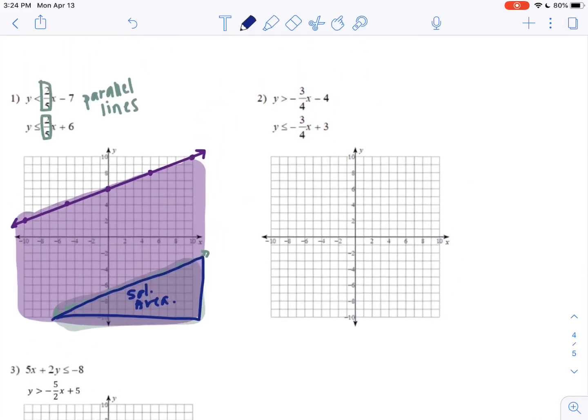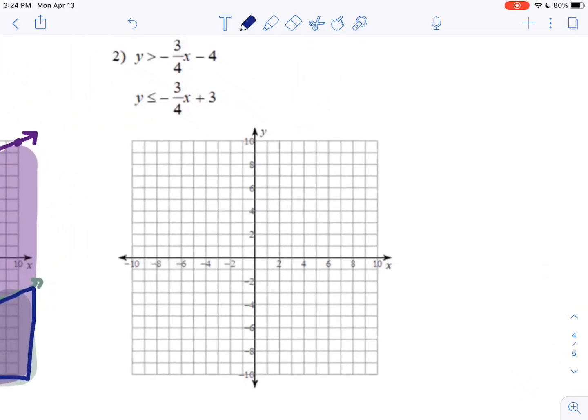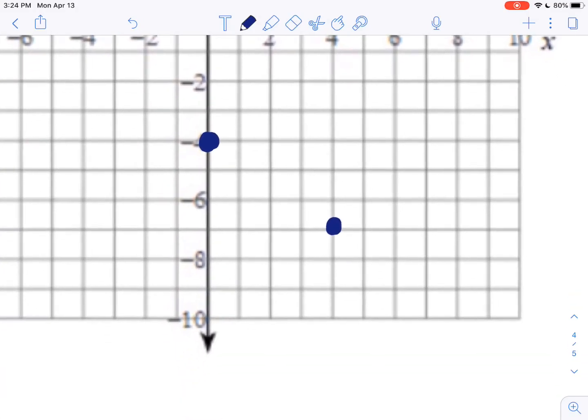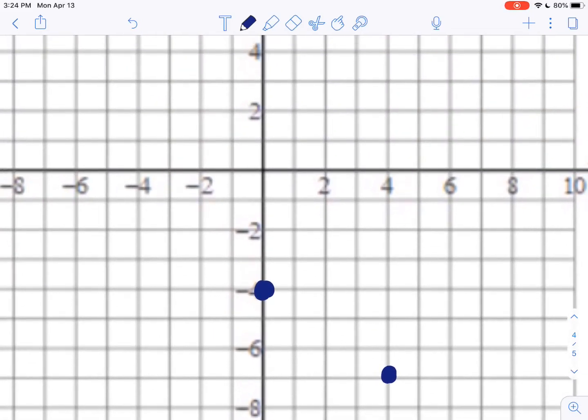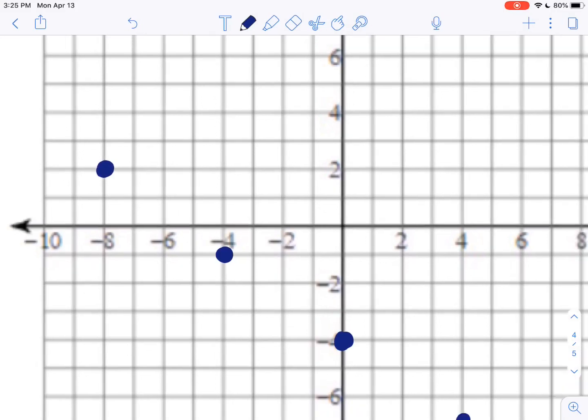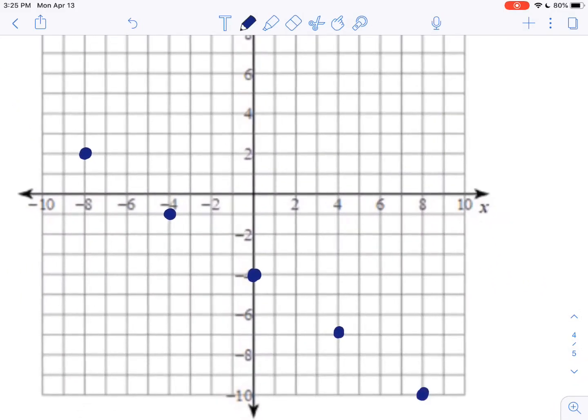Okay, number 2, I have another set of parallel lines. Let's see if these ones actually intersect and have a solution. So I'm going to do this first one in dark blue. So my starting point is -4, and my slope is -3/4. So I can go down 3 to the right 4, down 3 to the right 4, or I could go up 3 to the left 4. Okay. So that first one does not have a line underneath, so these are dashed.